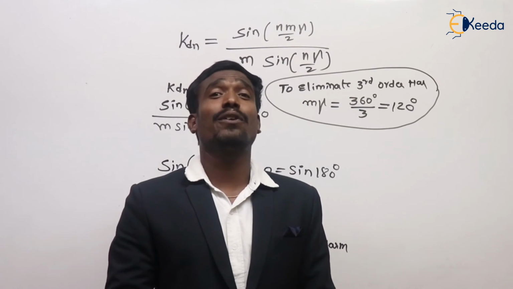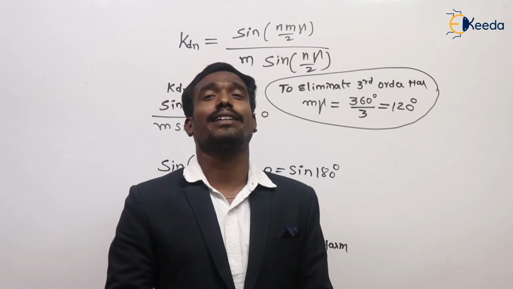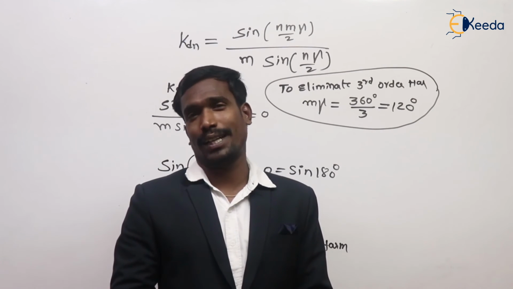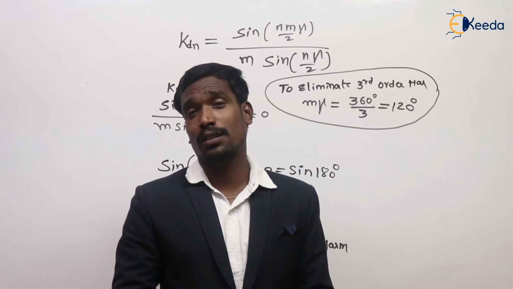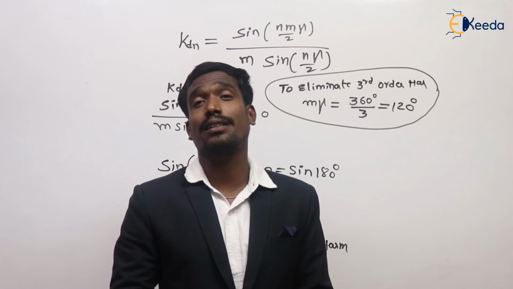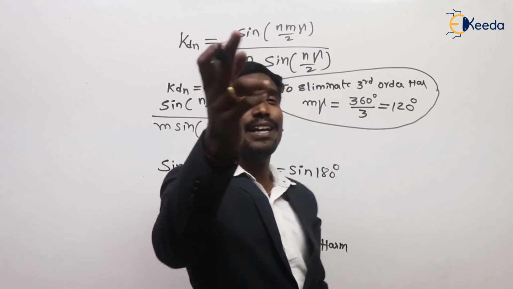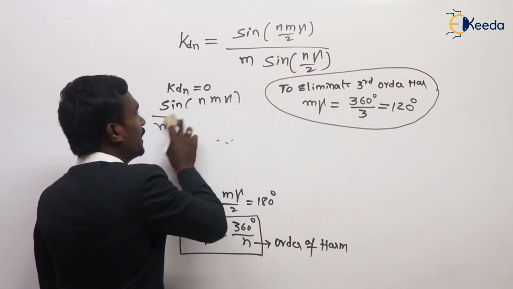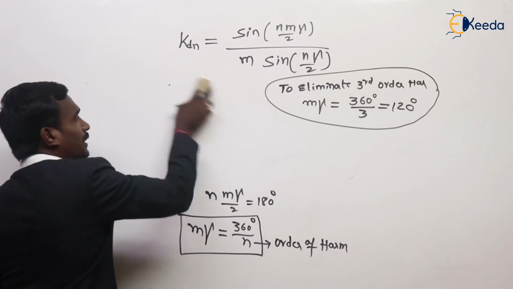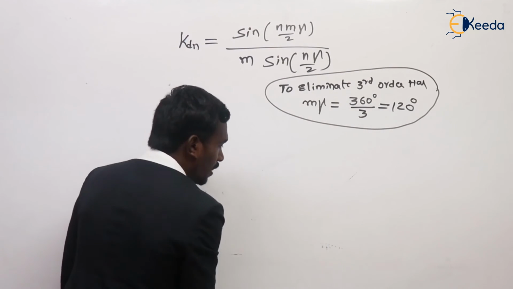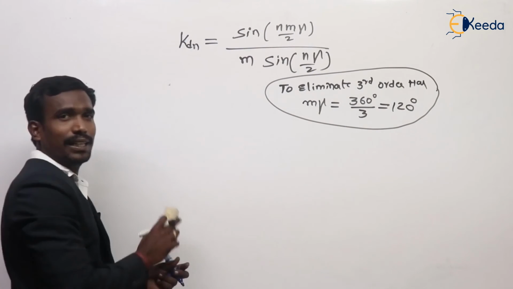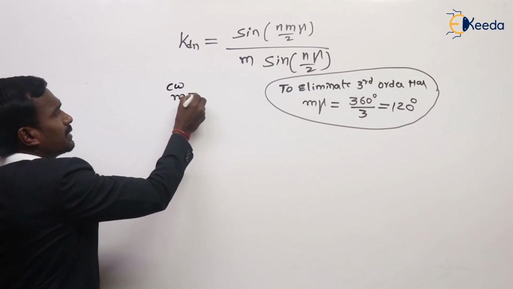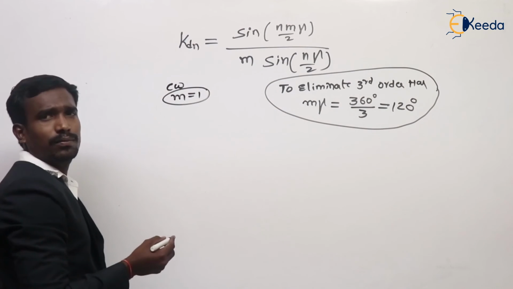What is KD for concentrated winding? What is KD for distributed winding? Tell me the answer first. First I want KD for concentrated winding. Very good answer. What is the distribution factor for concentrated winding? For concentrated winding, m is equal to 1.